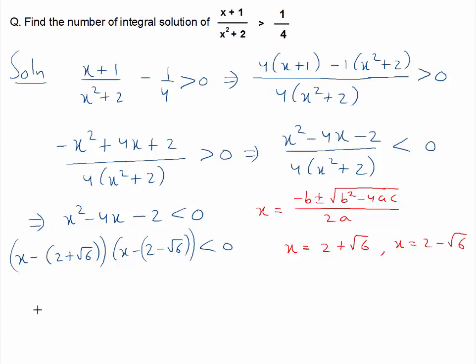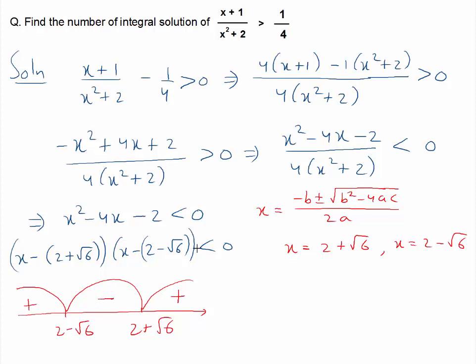Now we again use the wavy curve method to find the sign of this. So we will plot these two numbers on the real axis. So that would be 2 minus root 6 and 2 plus root 6. And then we will draw these shapes. We'll start with the plus on the rightmost side and then minus and then plus, because the powers are odd. Now we want the negative part of it, which is from here to here. So therefore x will belong to 2 minus root 6 to 2 plus root 6. So this is the solution to this inequality.